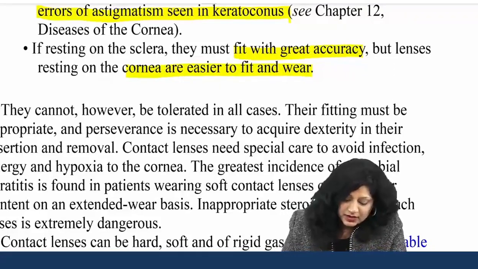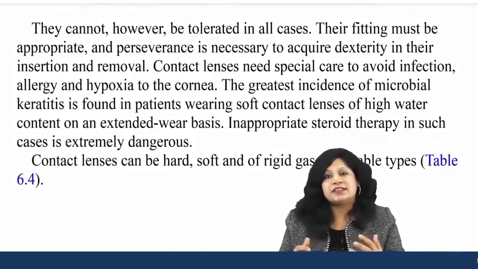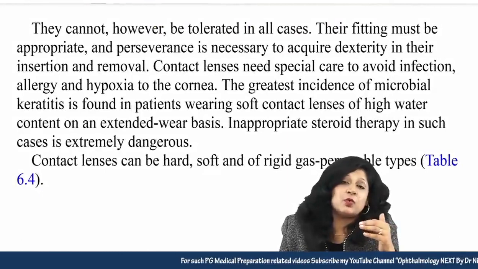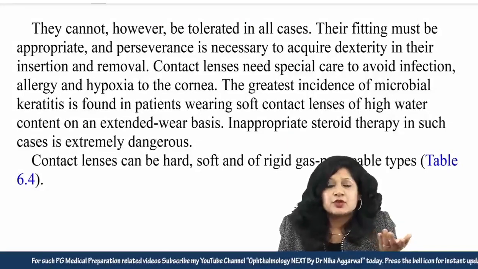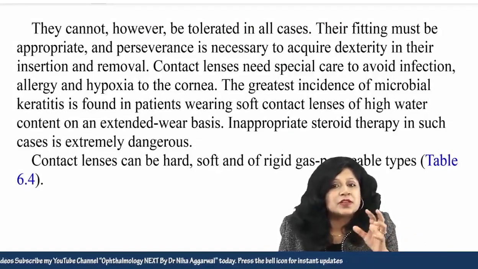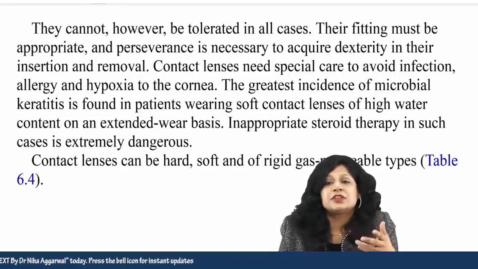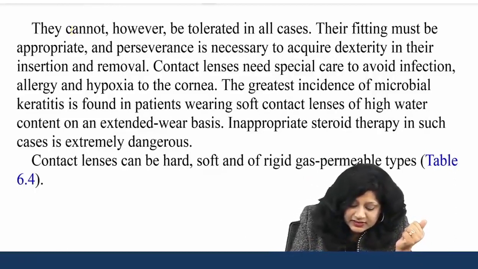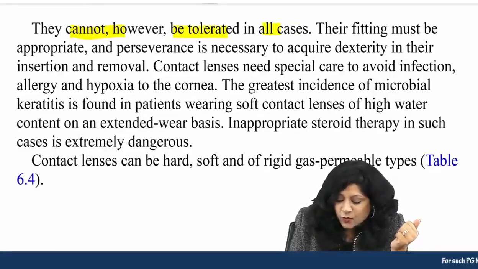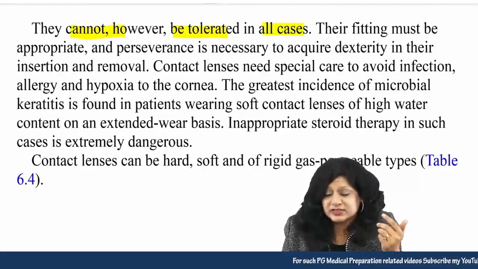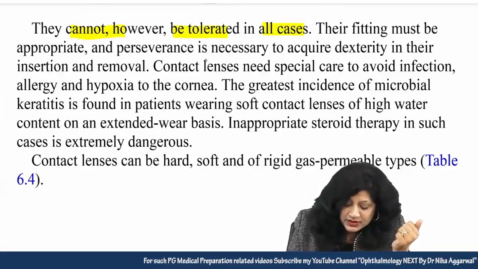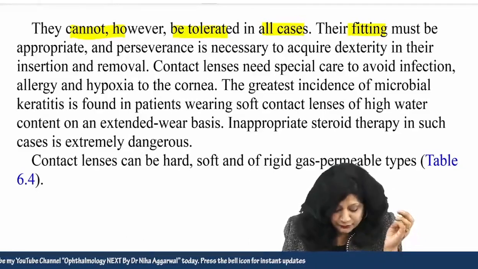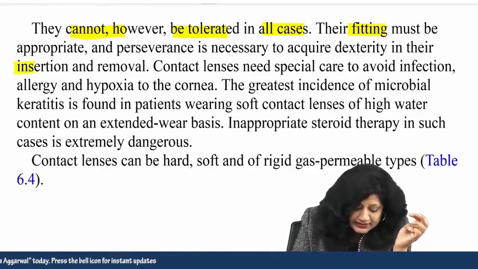Okay. Now one important disadvantage of the contact lens, because you know after the era of contact lenses now we have the surgeries also. So obviously there were certain problems that we faced with the contact lenses, and that is why now we are shifting towards the phase of the surgeries. So these contact lenses cannot be tolerated in all the cases. That's the biggest problem. The tolerance is a large problem. Their fitting must be appropriate and perseverance is necessary. So the problem is of tolerance, the problem is with the fitting, accuracy, then their insertion, their removal.